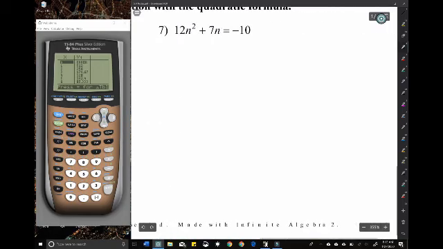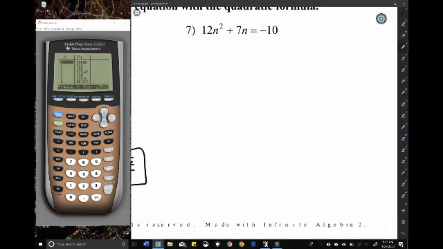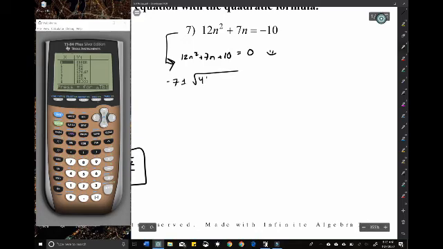Last example here. Okay? Set equal to 0. See if you can even get most of this on your own. So 12n squared plus 7n plus 10 equals 0. Did you do that first? If so, great. Quadratic formula, negative 7 plus or minus the square root of 7 squared, 49, minus 4 times a times c all over 24. If you have something similar to that, fantastic.